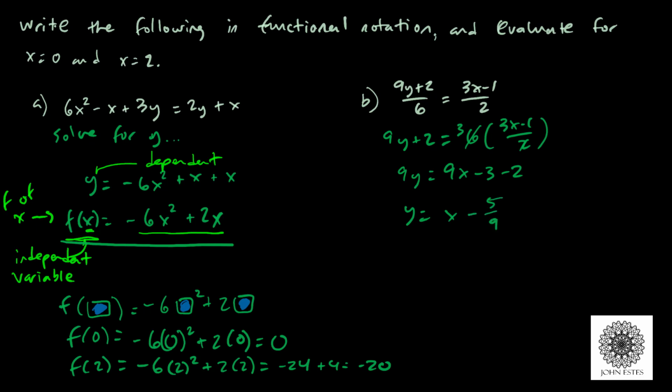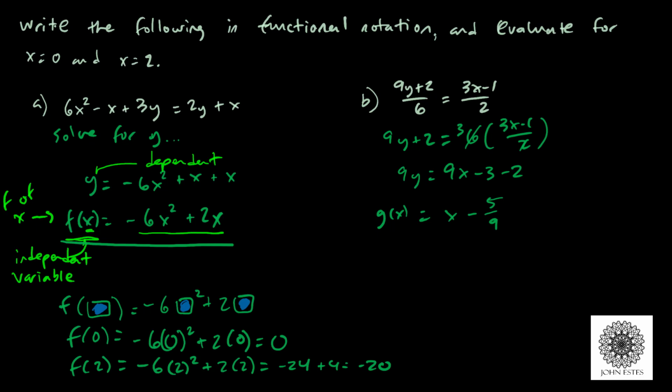There's my y, and I'm going to replace y now with f of x. And you don't actually have to use f. Why don't we change that to g of x? So g of x, the function g, is defined by x minus 5/9. So whatever my input is, I have to take that input and subtract 5/9 from it.